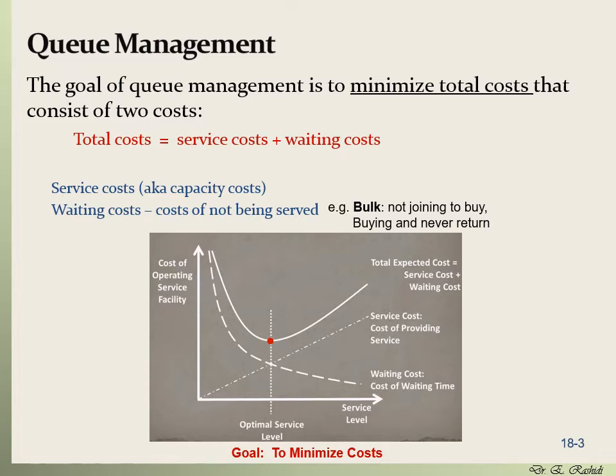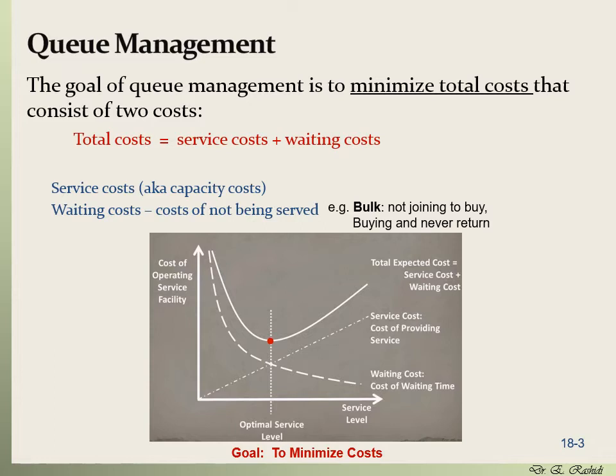The waiting cost, on the other hand, is the cost associated with waiting in the line, or the cost of the line itself. It can be tangible or intangible. For example, it can be the cost of not joining a line, that is the loss of opportunity, or waiting in a line, buying, and never coming back again because the customer feels that it's too time consuming.